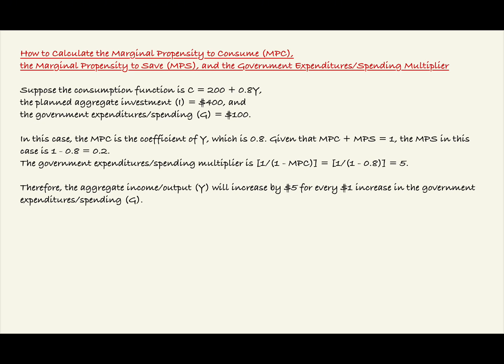If we plug in our value for the MPC, marginal propensity to consume, which is 0.8, we have 1 over 1 minus 0.8, which equals 5. Therefore, the aggregate income or output, represented by Y, will increase by $5 for every $1 increase in the government expenditures or spending, G.